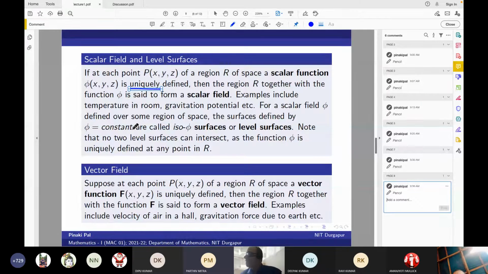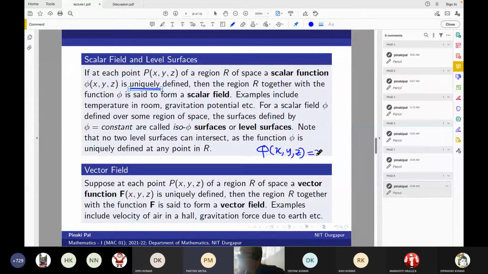It will be clear to you if we consider the function x square plus y square plus z square. Assume that this defines a scalar field in three-dimensional space. Then the level surfaces are obtained by equating this with a constant. For example, if you take c equal to 1, we will get the unit sphere. On each point on the sphere, the value of this function is 1. Then it will be an isosurface.